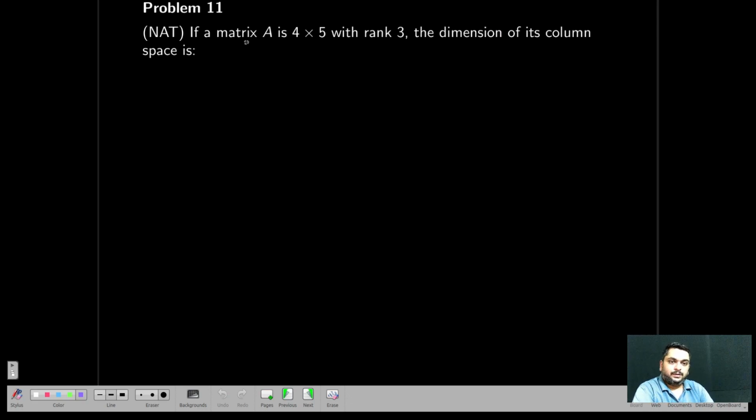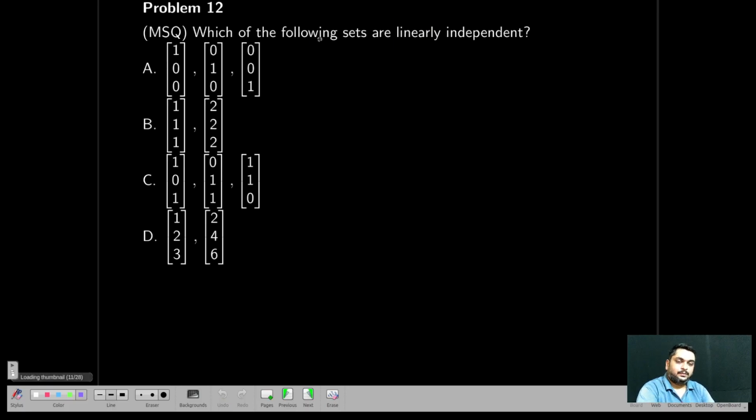Matrix A is 4 cross 5 with rank 3, then the dimension of its column space is, the dimension of column space itself is the rank definition, so 3. Which of the following sets are linearly independent? 1 0 0, 0 1 0, 0 0 1, yes, they are linearly independent. 1 1 1, 2 2 2, no, 2 is 2 times 1, so this is not independent.